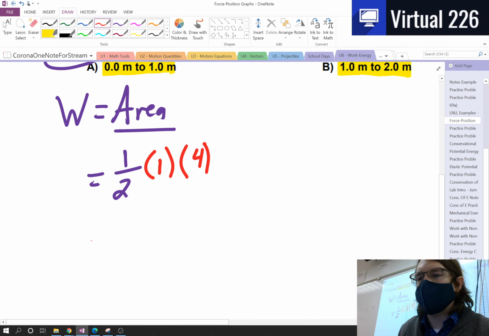1/2 times 1 is 1/2. 4 divided by 2 is 2. We get our final work of 2. That would technically be Newton meters for a force multiplied by a displacement, which we can also think of work as energy. So let's just call it a joule.